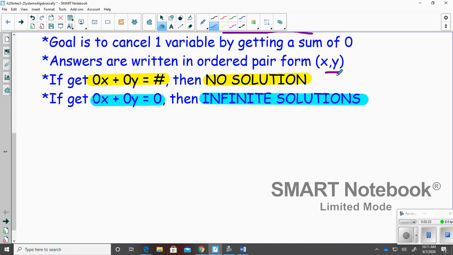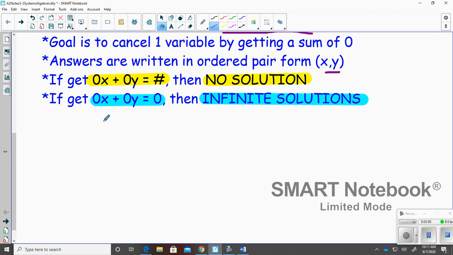There are some special cases though. Sometimes when you're working these problems, the x variable will cancel, the y will cancel, and then it'll equal a number. For example, if you see 0x plus 0y equals 3, that's no solution. The reason it's no solution is no matter what value you pick for x and for y, anytime you multiply 0 times a number, and then 0 times another number, when you add those values together, it's never going to equal 3, for example. And so there's no solution when 0x plus 0y equals a number.